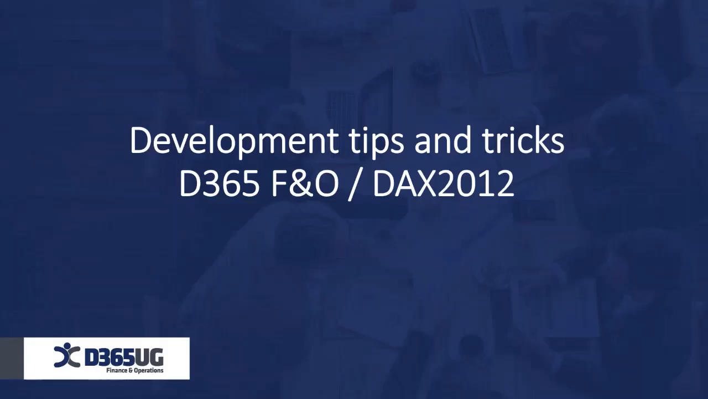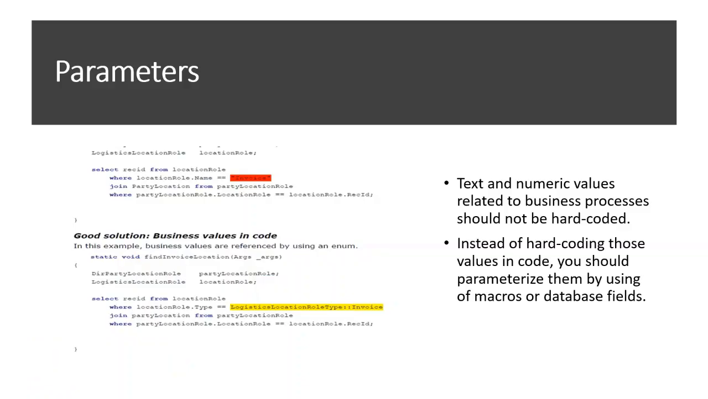Moving on, let's look at some of the development tips and tricks for D365 FNO and DAX 2012. Parameters. Text and numeric values related to the business process should not be hard-coded. For example, let's look at a bad solution. On the top of the page, it shows a bad solution, and on the bottom of the page, it shows a good solution. So here, we are writing a select statement. We are selecting a rec ID where location role dot name equal to invoice in quotes.